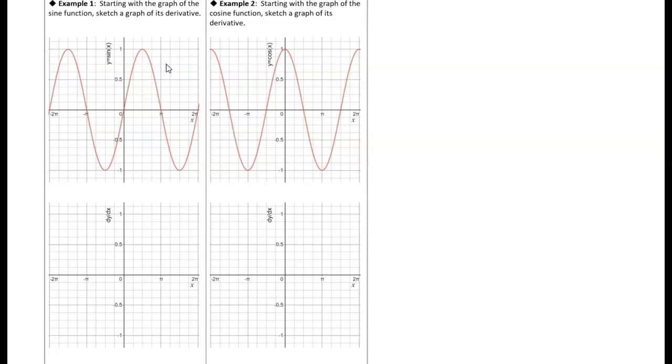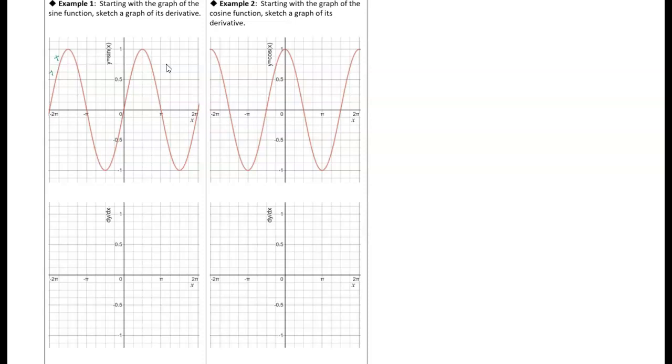Okay, so let's start with the sine. Now you can see here as we go from left to right on the x-axis, the sine is increasing. It's increasing, so the slope is positive. I'm just going to put little positive signs here. Now when I go to graph the derivative, that means the derivative is going to be above the x-axis, because it's positive. The derivative is positive for those x values.